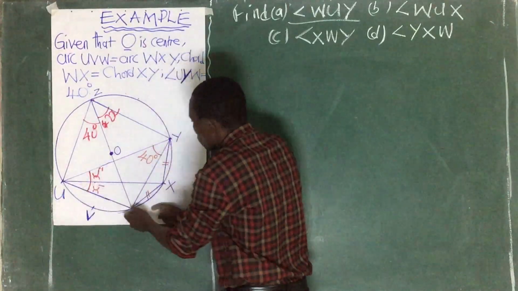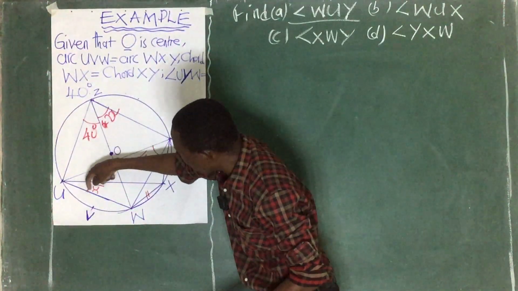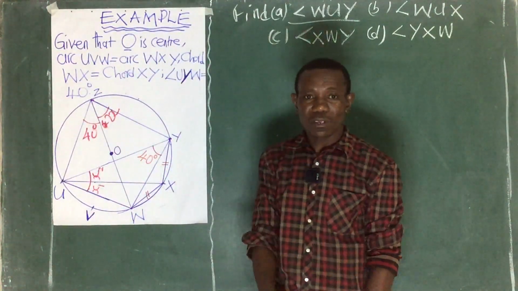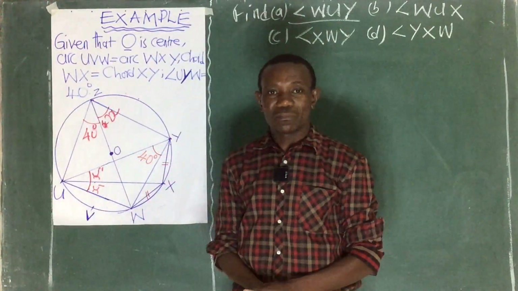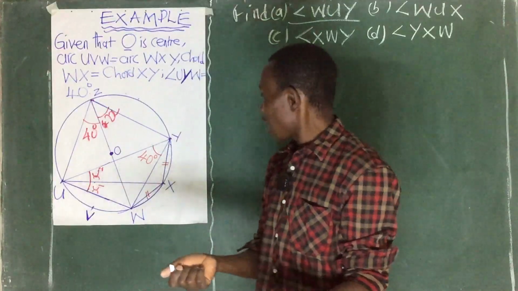So this arc is equal to this one. We are given that here. So what do you expect about that? Then it means if this one is 2x, this one is 40, then 40 is equal to what? 2x. So it's just a matter of forming an equation there. 2x is equal to what? 40 degrees. And then find the value of x as such.